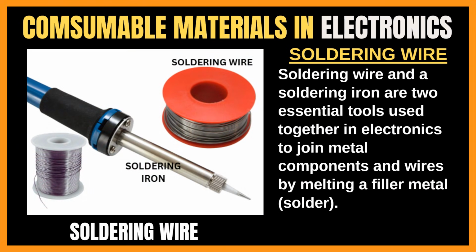Soldering wire. Soldering wire and a soldering iron are two essential tools used together in electronics to join metal components and wires by melting a filler metal, solder.